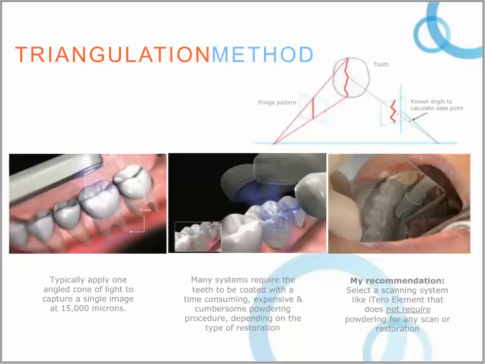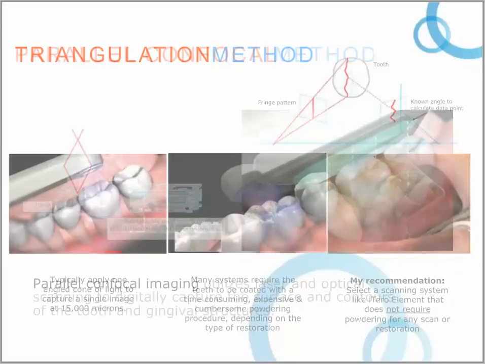dusting in the mouth. The takeaway from this slide is that when you look for a scanning system like the iTero Element system, try to stay away from the powdering systems because they are cumbersome. They're expensive, with more expense involved in having to buy the powdering material itself, and I think they make it more difficult for operators to scan than systems that don't require that.